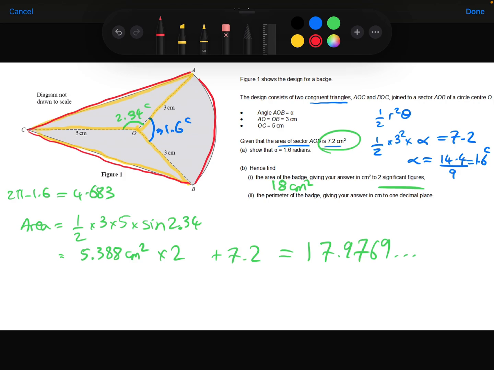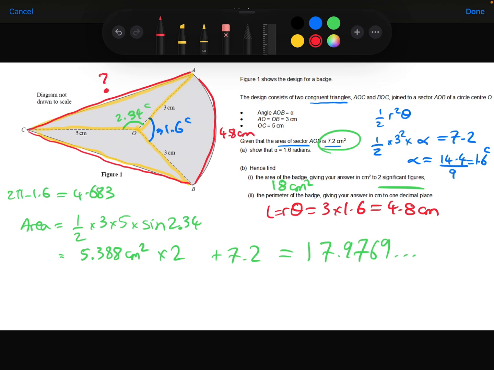The arc length is quite easy. I can just use the formula r times theta. So 3 times 1.6, which is 4.8. So this length here is 4.8 centimetres.